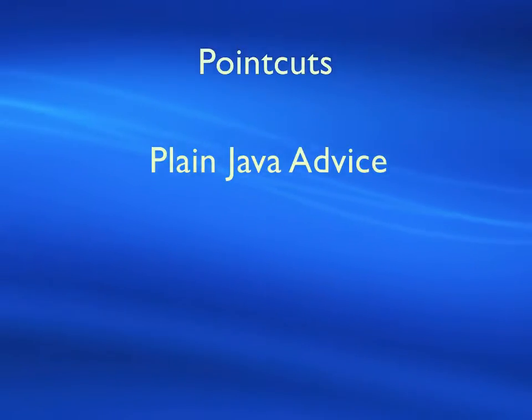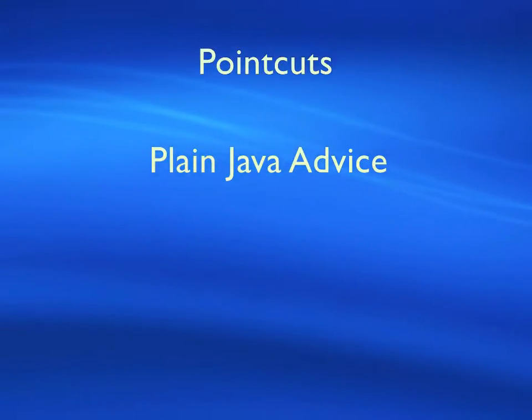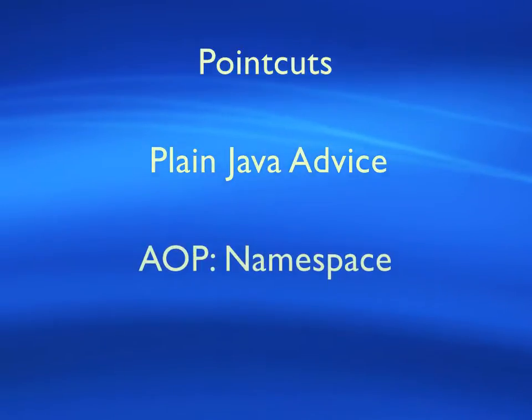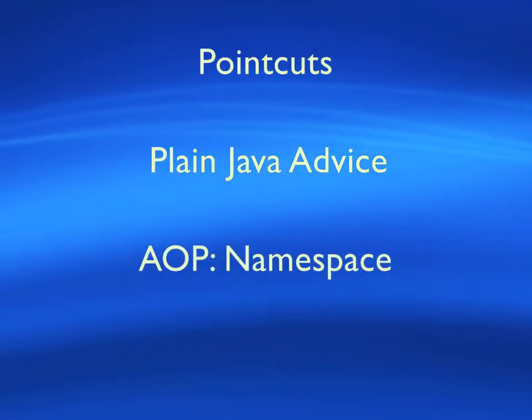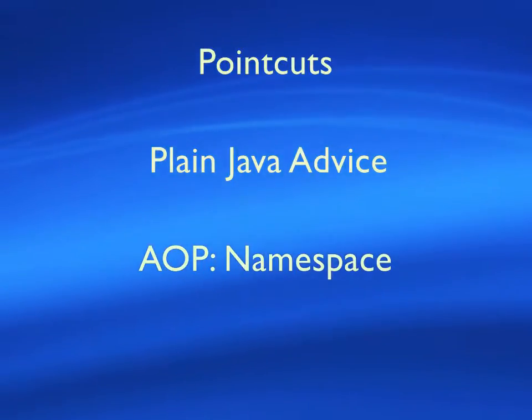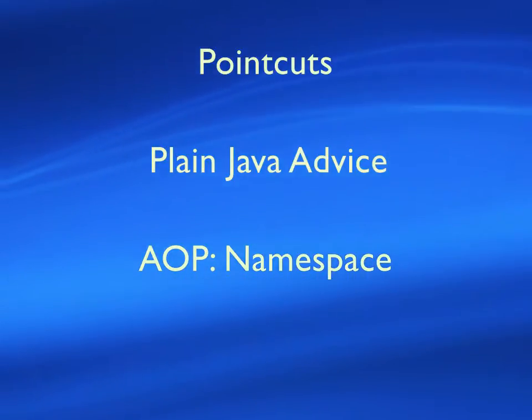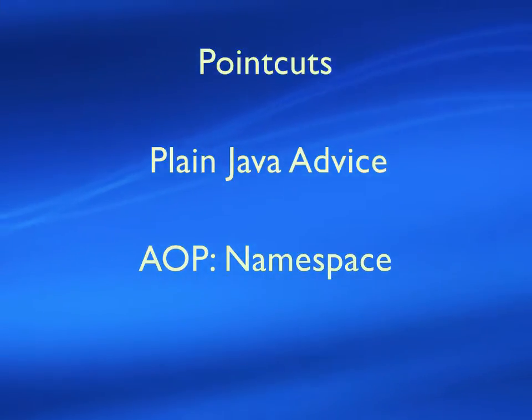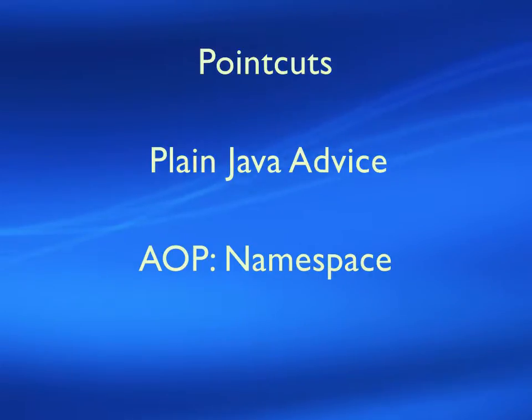Then, for the first time on the course, we'll use something called a namespace in the XML. This is an additional set of powerful tags. The AOP namespace lets you configure the proxies in a really straightforward way.